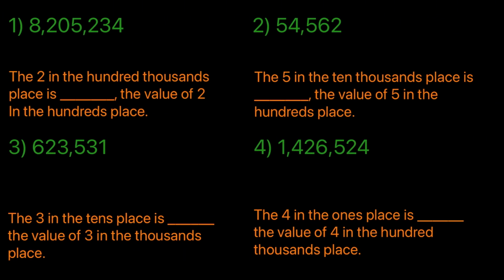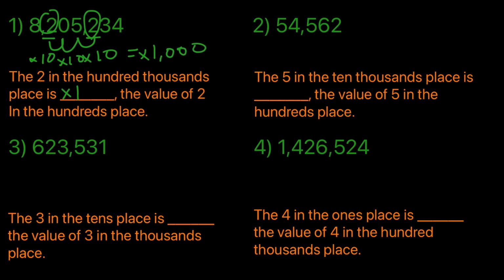Now, here are some examples. For the first example, the 2 in the 100,000th place is what times the value of 2 in the 100th place? So our starting point is the 2 in the 100th place. And we want to find out what's the relation between the hundreds to the 100,000th. So we're moving toward the left. So that's 1, 2, 3. And that means that we are multiplying by 10 along the way 3 times. So 10 times 10 times 10 equals 1,000. So that means it's 1,000 times the value of 2 in the hundreds place.